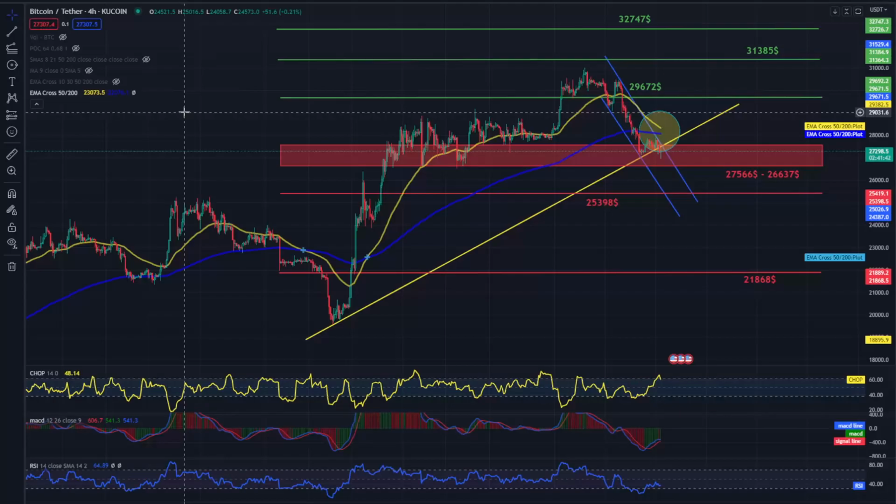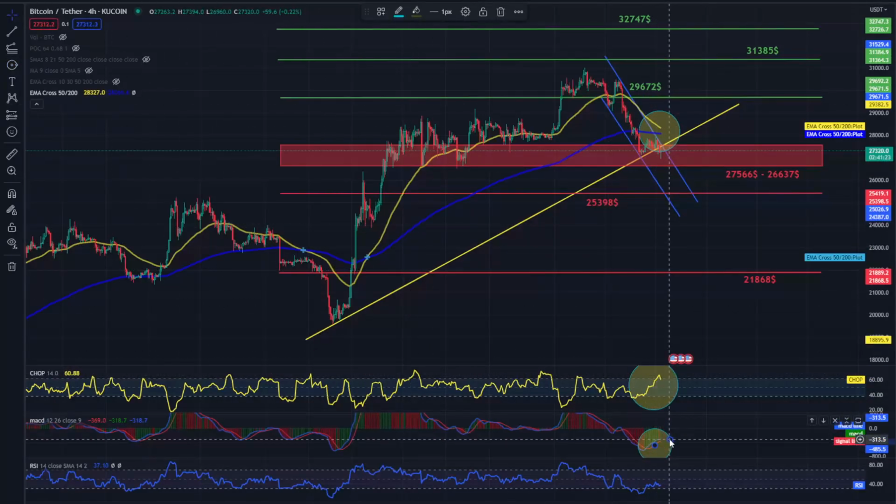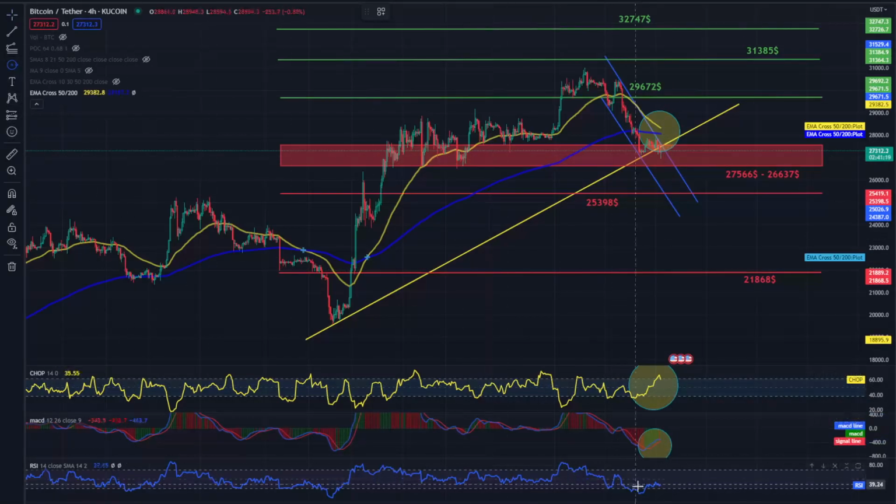Please pay attention to the CHOP index, which indicates that a lot of energy has accumulated. The MACD indicator indicates a local uptrend. On the other hand, on the RSI, we can see that we are moving at the lower limit, which gives the chart a local sideways trend and moments of respite.